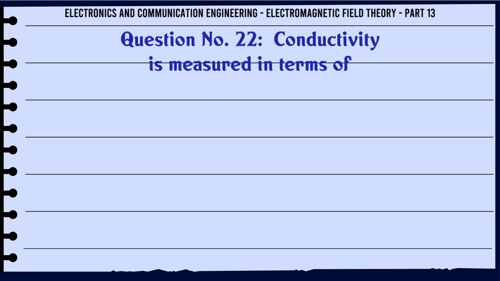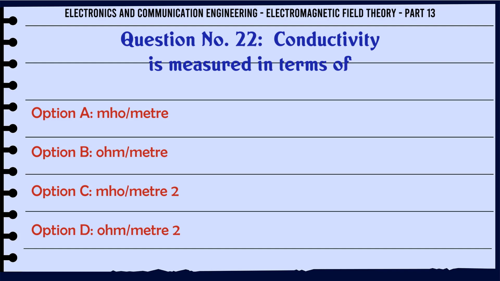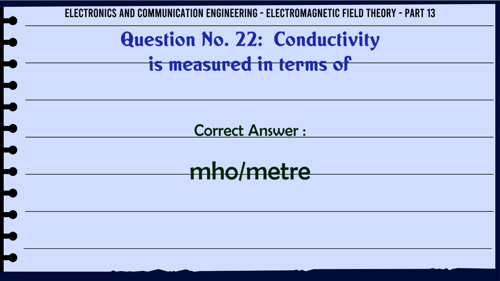Conductivity is measured in terms of A. Mho per meter, B. Ohm meter, C. Mho per meter squared, D. Ohm meter squared. The correct answer is mho per meter.